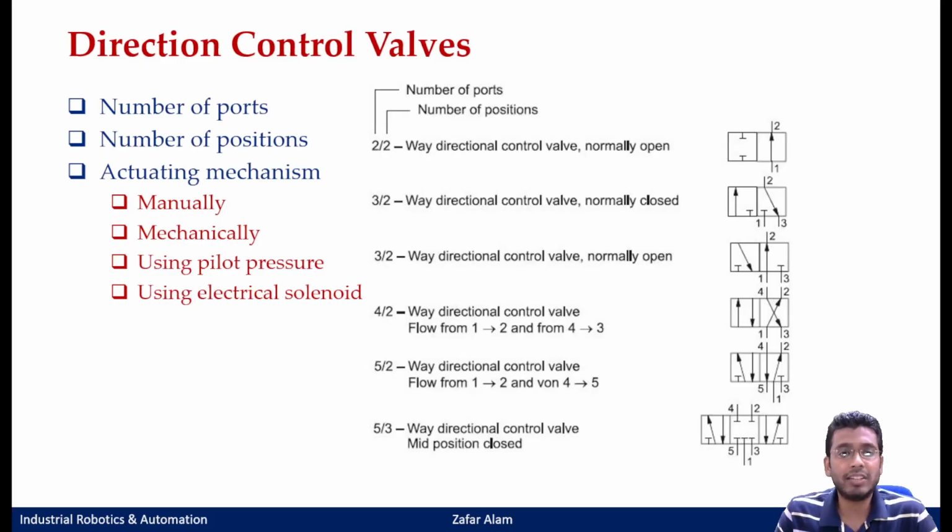So see, we generally use a numeric value with a slash, and then followed by another numeric value, and then we write the other portion of the valve. So the first numeric value, while describing a DCV, is your number of ports. So if you see in this figure first, this is one port and this is another port. So this is a symbolic representation of a valve.